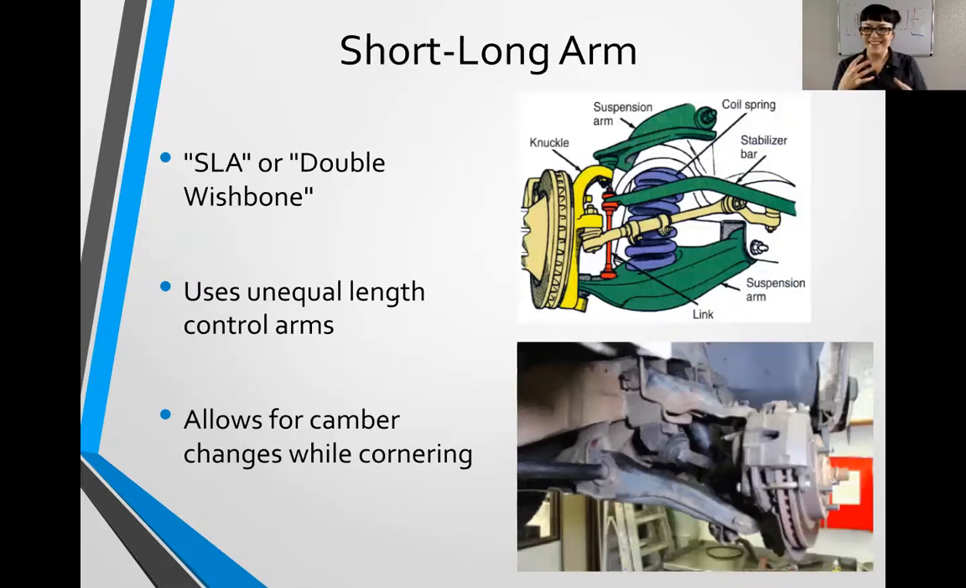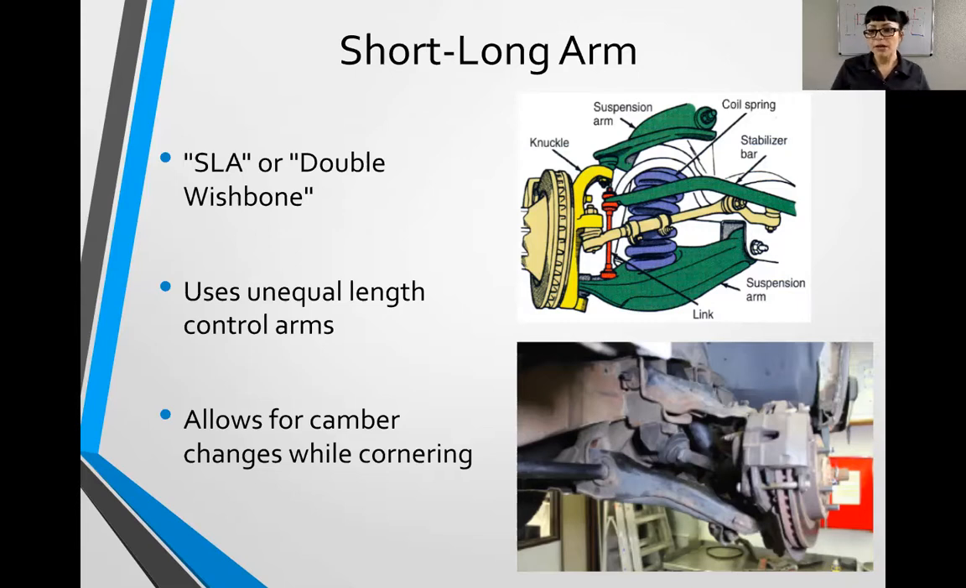I have already kind of got into some of this stuff on accident, but we've got control arms, right? Same thing. We've got a knuckle. We've got a sway bar. Here's that tie rod I was talking about earlier. This is a short long arm, aka SLA design, also known as double wishbone. I already talked about, we use unequal length control arms. I already talked about why, to allow for camber changes while cornering.